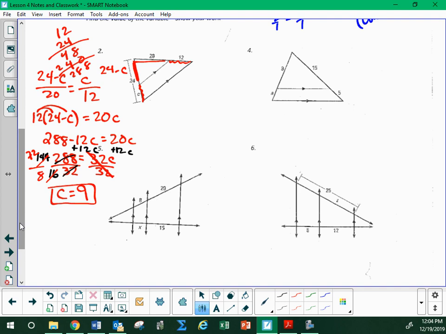Okay, I want you guys to go and try number 4. Again, same basic setup here. It's up to you how you set it up. Just make sure you follow the same order.